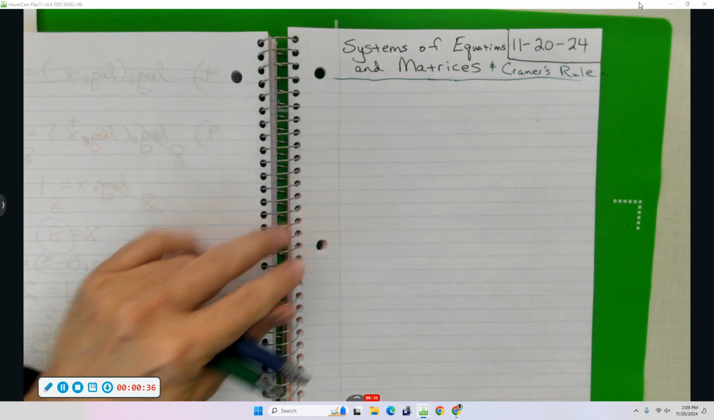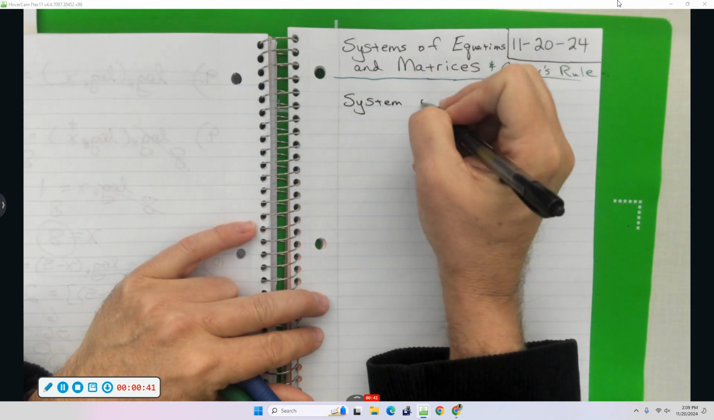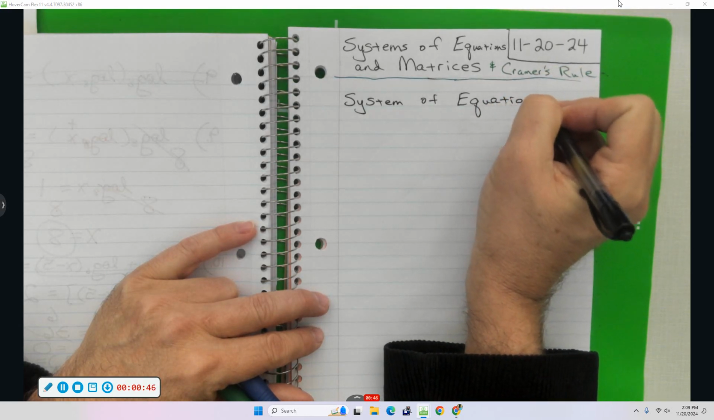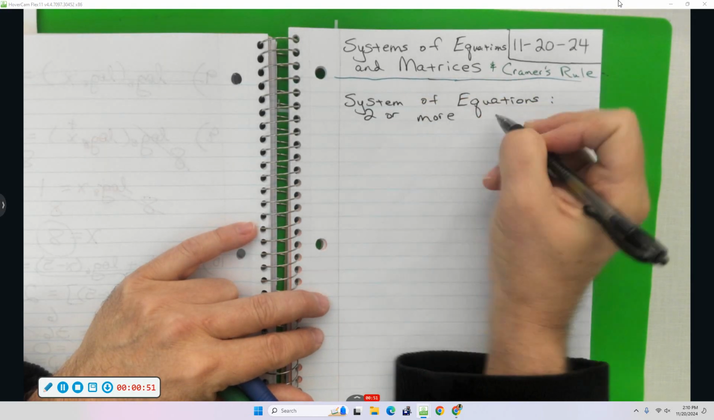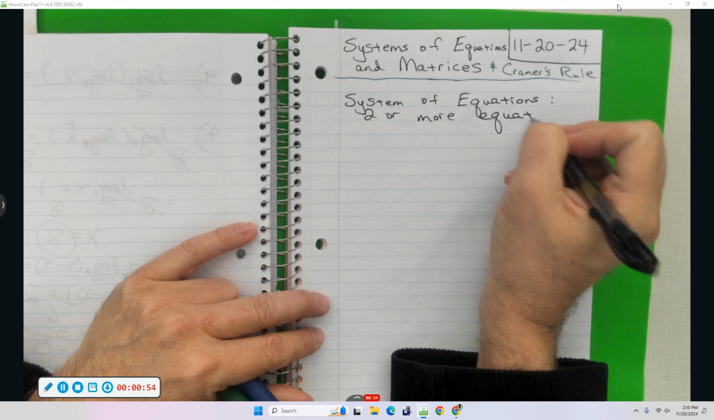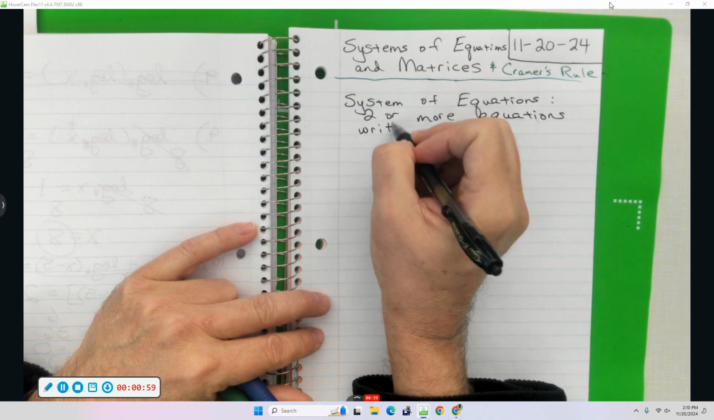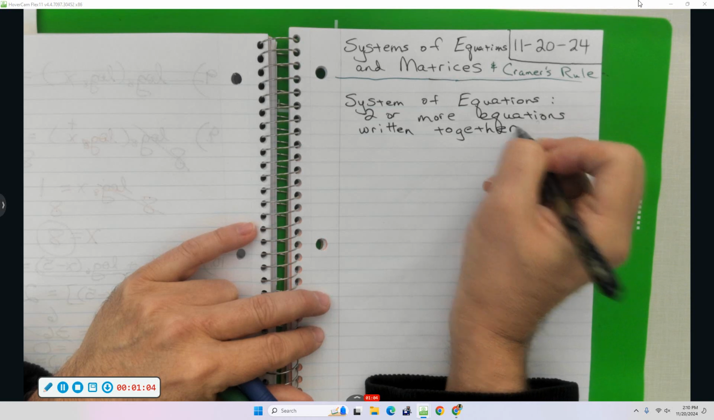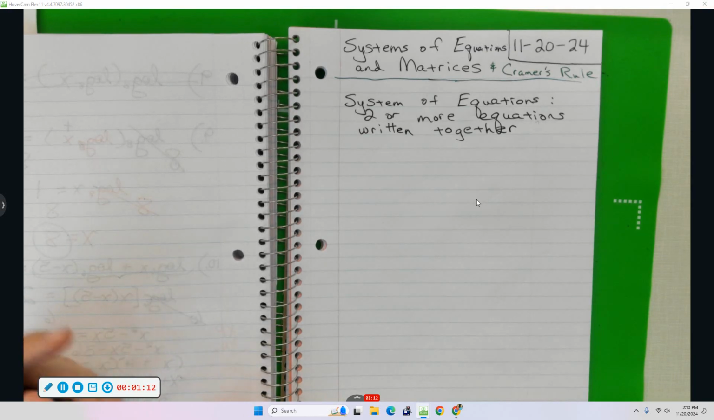We're going to start off looking at a system of equations. What is a system of equations? A system of equations is just two or more equations written together, or grouped together, however you want to think of it. And we're going to be solving a system of equations. To solve a system of equations means to find the point or points of intersection of their graphs.